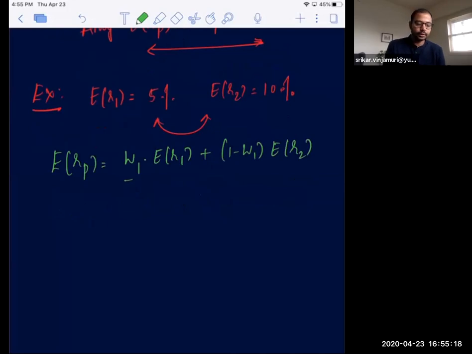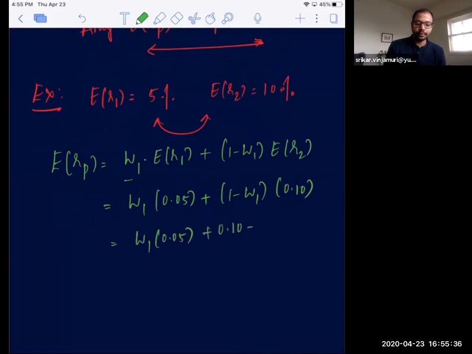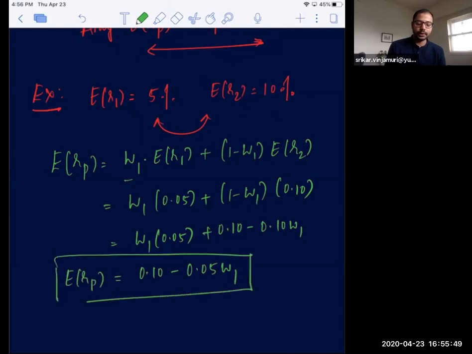Okay. So this is basically W1 times 0.05 plus 1 minus W1 times 0.1. Right? So I can write this as W1 times 0.05 plus 0.1 minus 0.1 W1, which is the same as 0.1 minus 0.05 W1. Okay. So the expected return on the portfolio as a function of W1 is basically this.